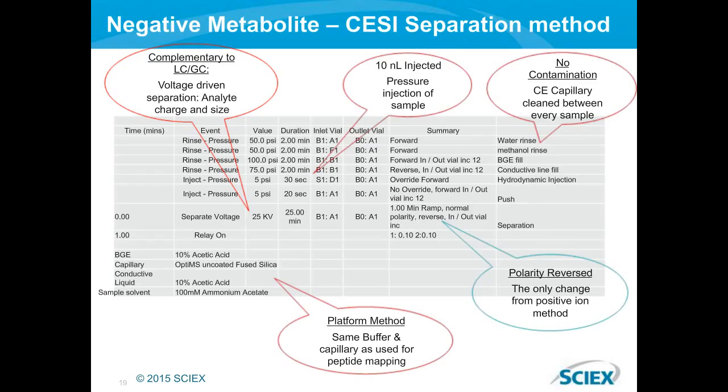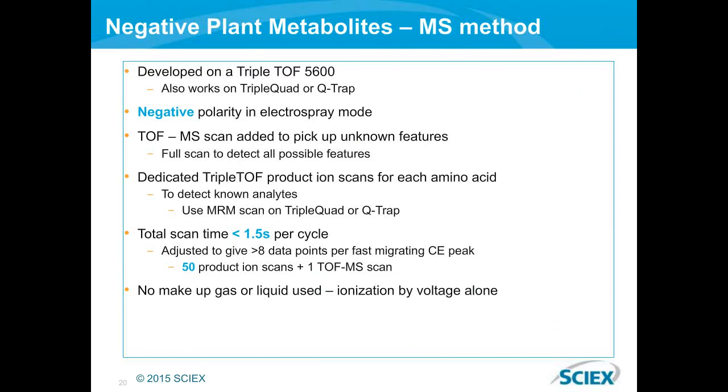Acetic acid is preferred because it's better for negative electrospray for ion generation. And then finally, the other change in the method really is the change of the polarity of the separation voltage from normal to reverse polarity. For the MS, the main thing here is the change in polarity of detection of electrospray, so you're moving now to negative mode.